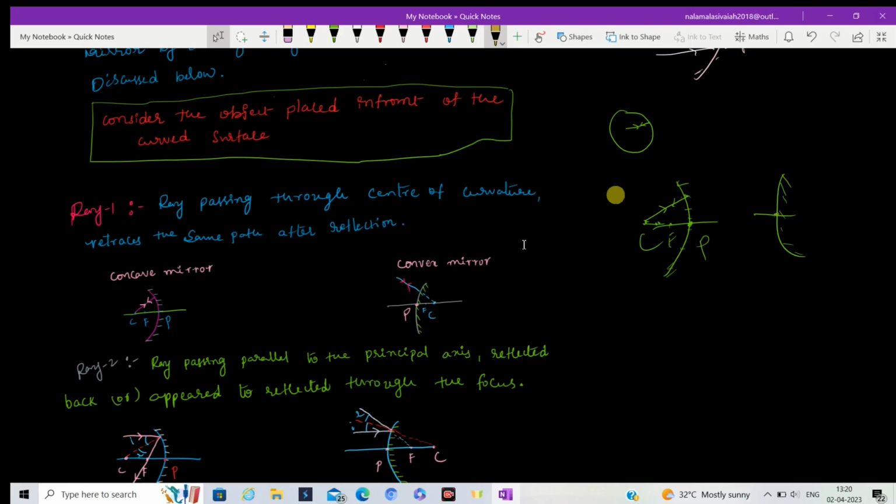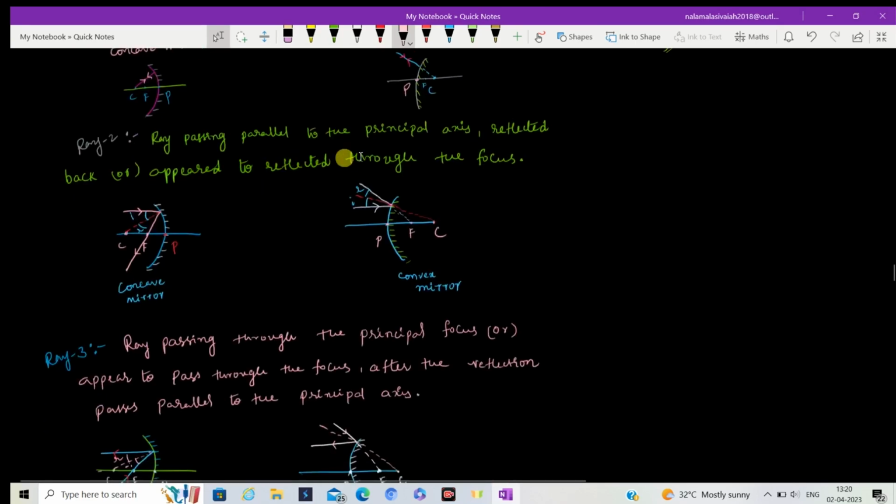So for the convex mirror also the same. Pole I am taking, focus and center of curvature I am taking. So when the light is incident along the center of curvature, if you take it like this, passing through the center of curvature, it takes its original path. So here you can see this original content, you can take notes.